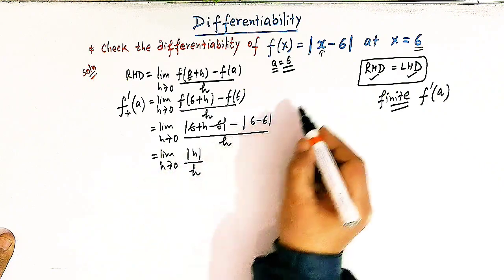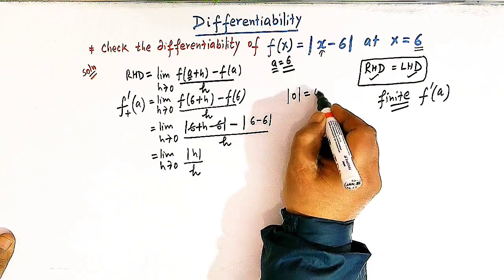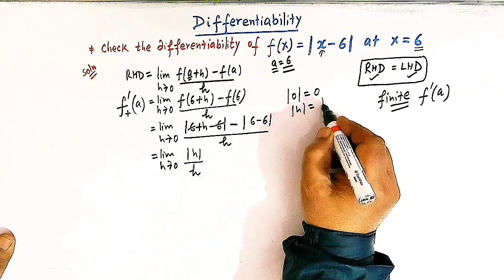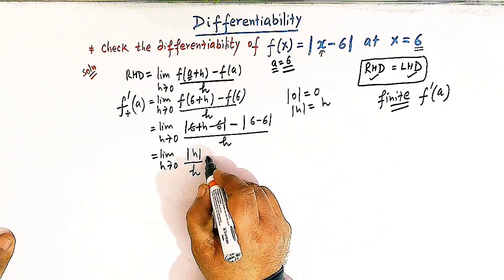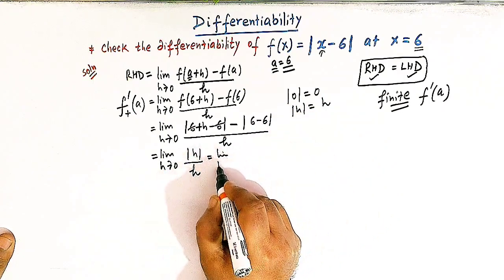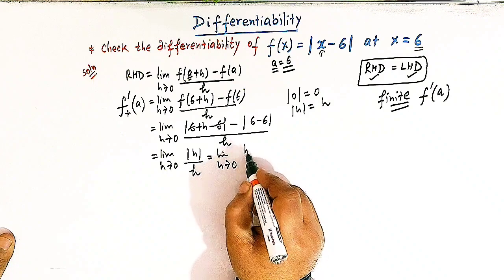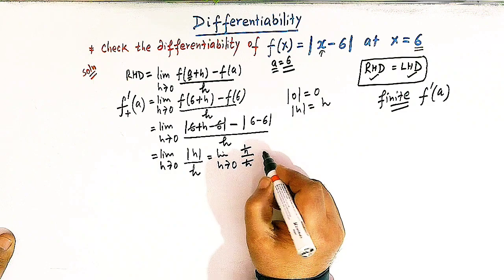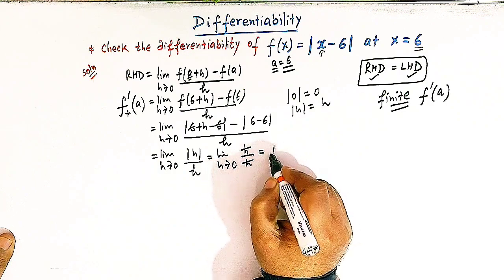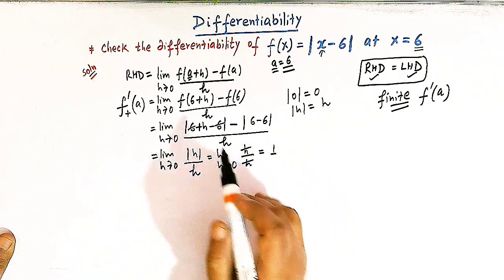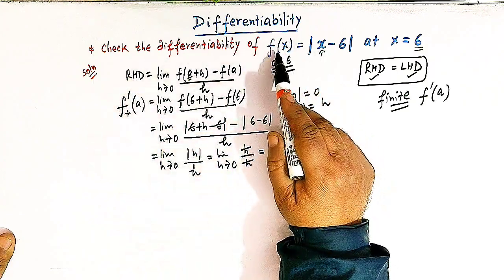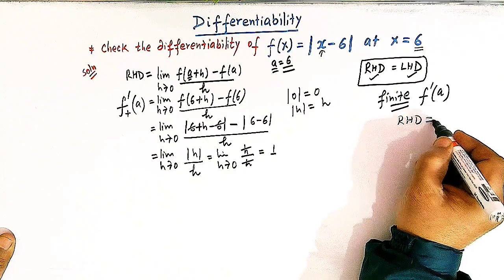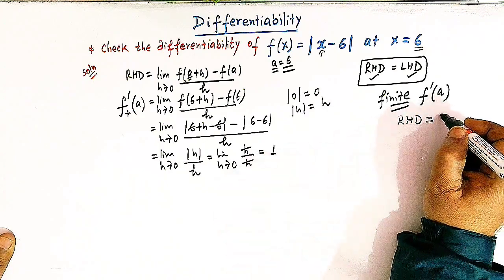Because 6 minus 6 is 0 and mod of 0 is equal to 0, right? And mod of h is simply h, because h is a positive quantity. So now we have limit h tends to 0, h over h, and h get cancelled, and we have simply 1, right? So the right hand derivative of this function is finite, and this is equal to 1.